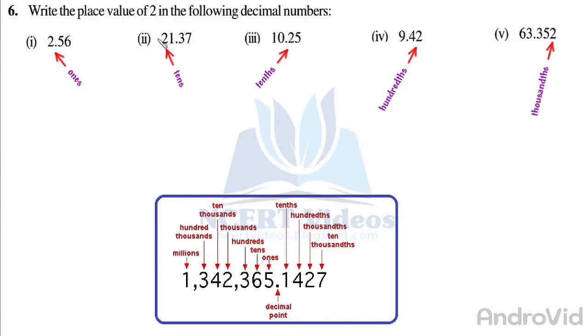Now here it is 2 towards the left-hand side, so 2 is tens. That's why tens. Now here it is tenths. You can see it. Here it is hundredths, and here it is thousandths. So this is your question number 6.